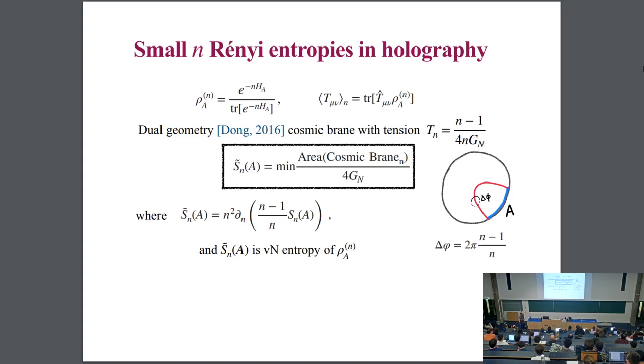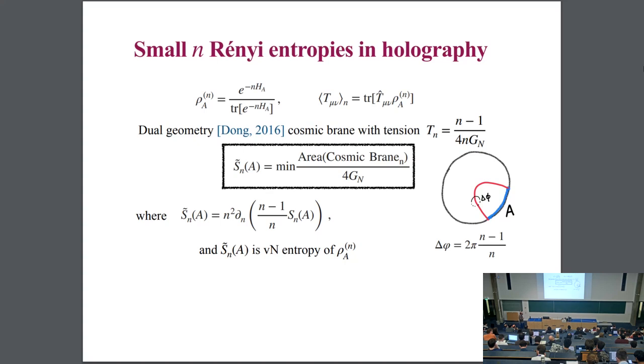It has a particular tension, so you have to solve the nonlinear Einstein's equations coupled to this energy brane, and then you find the solution which has the right boundary conditions at infinity, let's say. And the Rényi entropy, or this quantity that I wrote with the twiddle, is going to be the area of such cosmic brane. That's the prescription given by Dong.